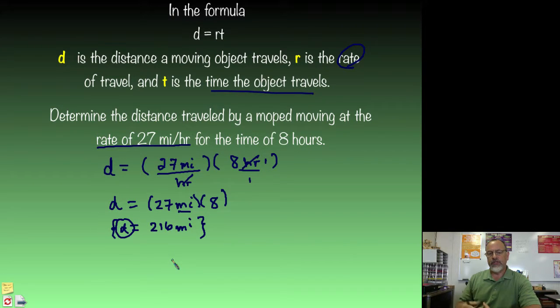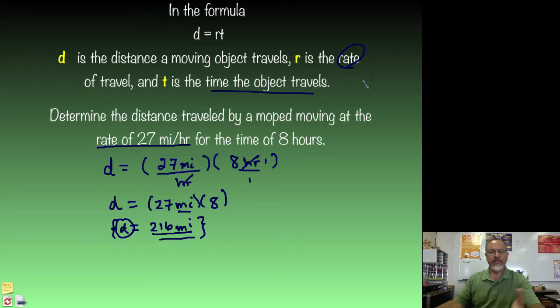216 miles. So you can see how we began with our units and we simply applied the math to those units just like we did the numbers, and then we simplified the problem and we came up with 216 miles. Now, does that answer make sense? Well, a distance measured in miles makes sense. 27 miles per hour for 8 hours, it's a long time. 200 miles, I think that answer makes sense, so we'll go ahead and stick with it.